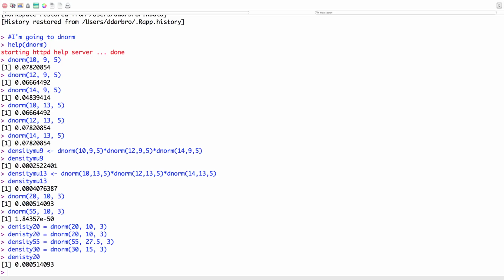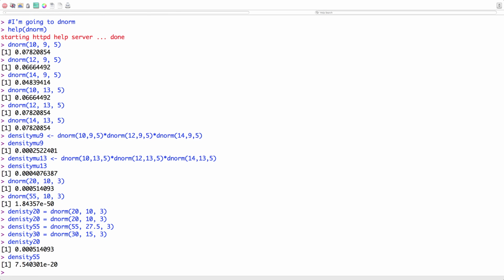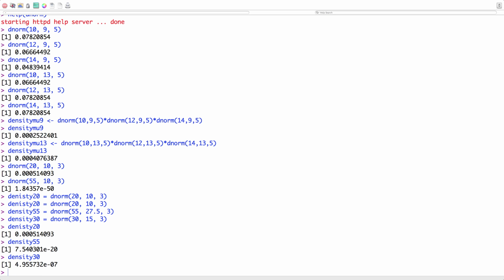So the density for 20 is 0.00051. All right, and the density of 55 is extremely small, 7.5 times 10 to the negative 20th. And the density for 30 is, let's say, 5 times 10 to the negative 7.